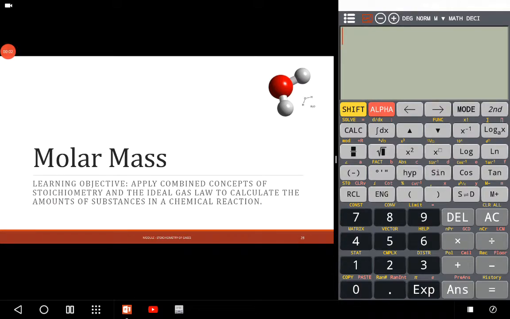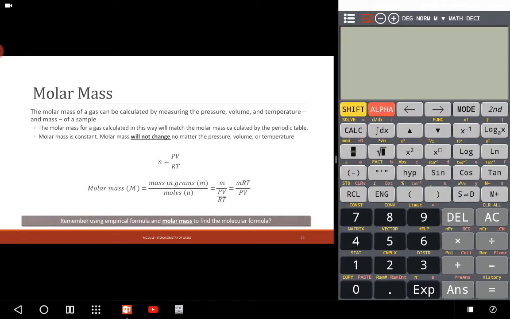In this video, we are going to learn how to calculate the molar mass of a gas. When we are calculating the molar mass of a gas, we have to realize that this molar mass is the same numerical value as the molar mass that we would obtain from adding up the atomic masses from the periodic table. The molar mass of a gas is constant. It will not change even if pressure, volume, or temperature is changed. Molar mass is unique to the gas that makes up the gas.